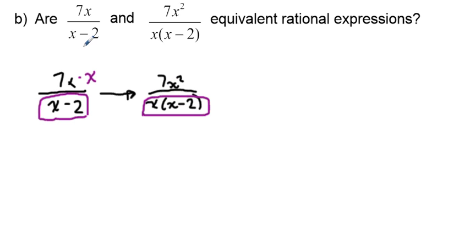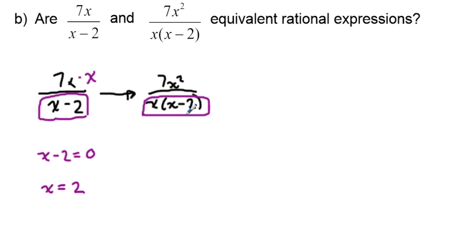So what I now need to look at is what were the MPVs of the original expression and compare them to the MPVs of the new expression. For my original expression, I have x minus 2, and that's what I would look at solving equal to 0 to see what my MPV is. So the non-permissible value for the first expression is just 2.